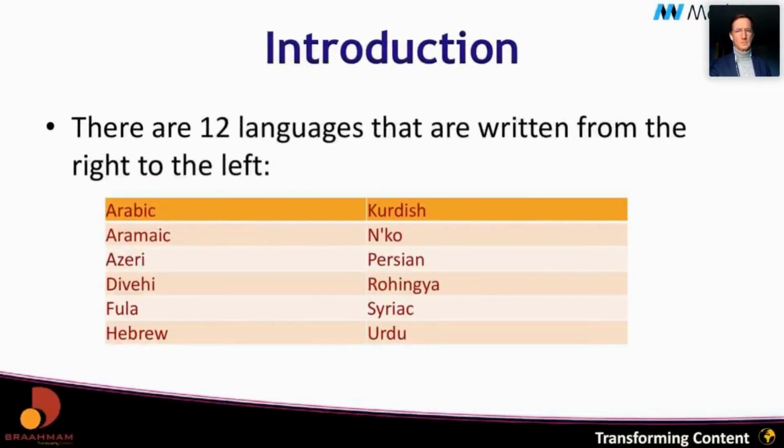So to start the introduction, there are 12 languages which are right to left. As you can see on screen, these are the 12 languages. And majorly, in my experience, the biggest amount of work that we usually do is in Arabic, Hebrew, Urdu, and Persian. These are the main languages that we get to do. But you may have a situation that you are doing one of the other languages also.